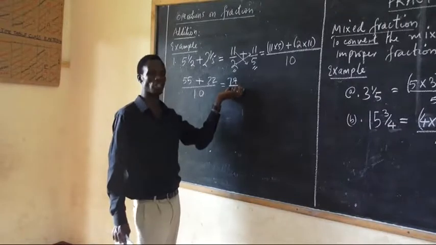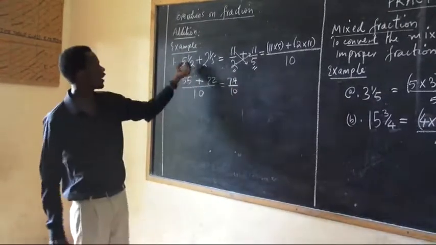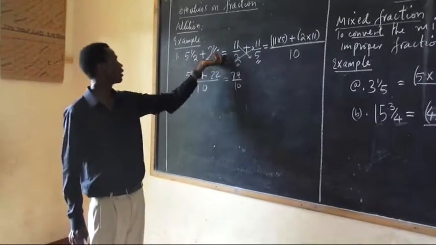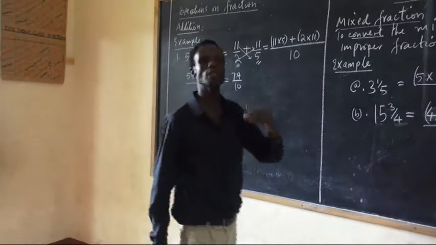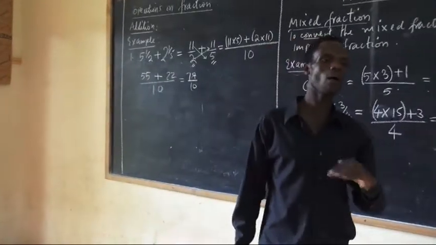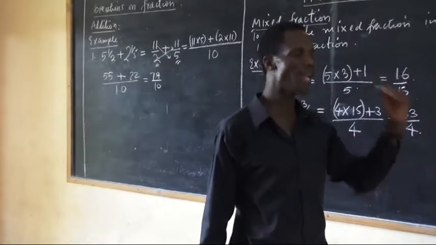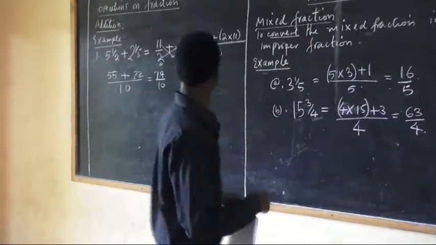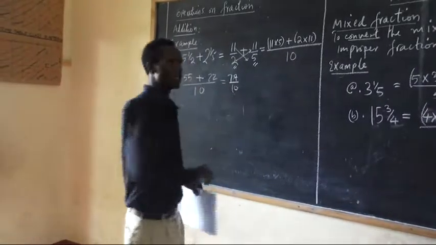This is an improper fraction. This is not a correct answer because the question was written in the form of mixed fraction. Now your answer also should be in mixed fraction. Kama swali imeandikwa kwa sehemu mchanganyiko, na jibu lazima liwe katika sehemu mchanganyiko. And therefore, what you should do, you take this one, it is 77 over 10.